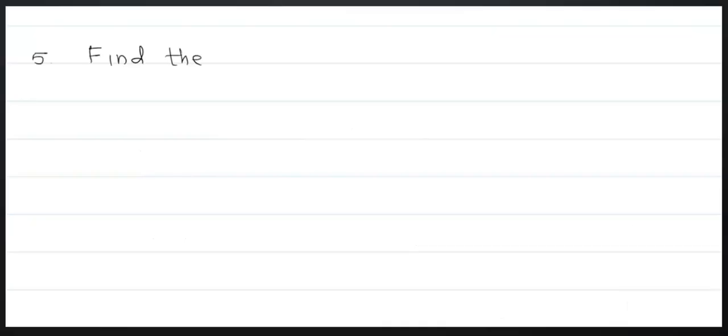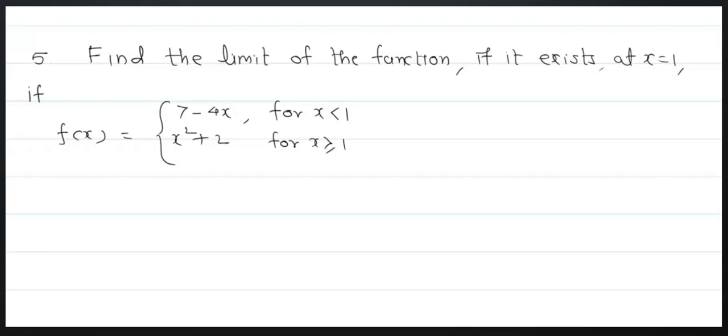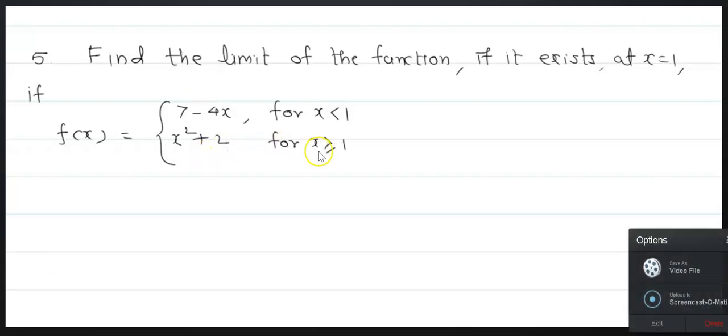Fifth, find the limit of the function if it exists at x is equal to 1. If f of x is equal to 7 minus 4x for x is less than 1, x square plus 2 for x is greater than or equal to 1.